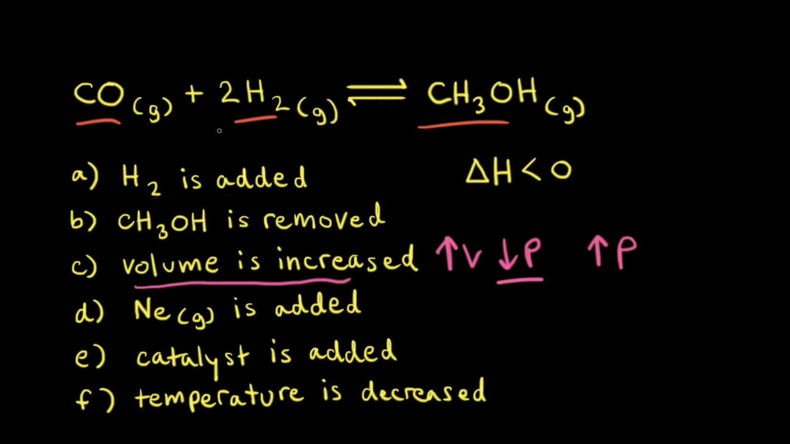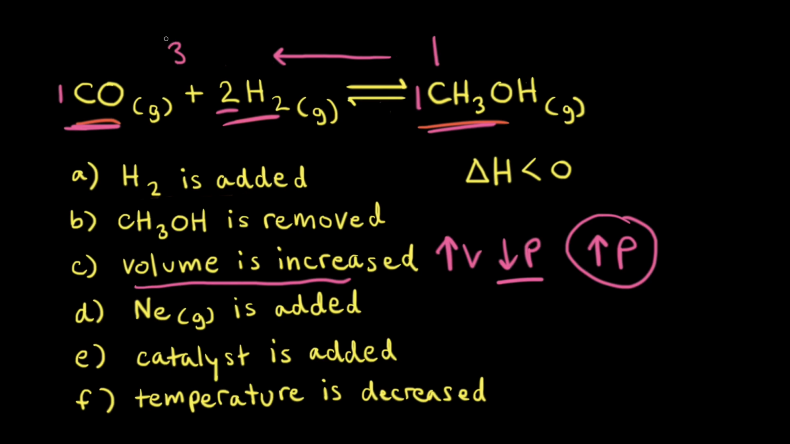And we can figure out which direction that is by looking at the balanced equation. On the reactant side, there's 1 mole of gas and 2 moles of gas for a total of 3 moles of gas. On the product side, there's only 1 mole of gas. So there's 3 moles of gas on the left and only 1 mole of gas on the right. Since the net reaction is going to try to increase the pressure, the equilibrium shifts to the left, toward the side that's going to form more moles of gas, therefore increasing the pressure.